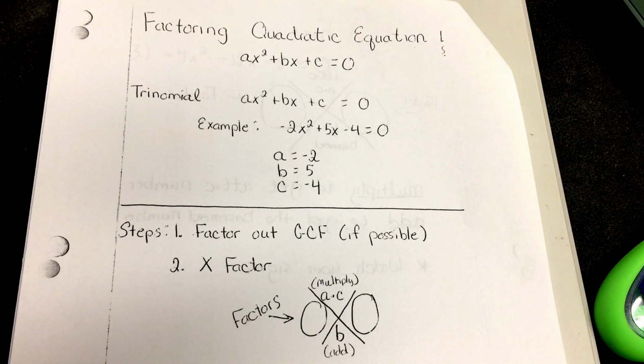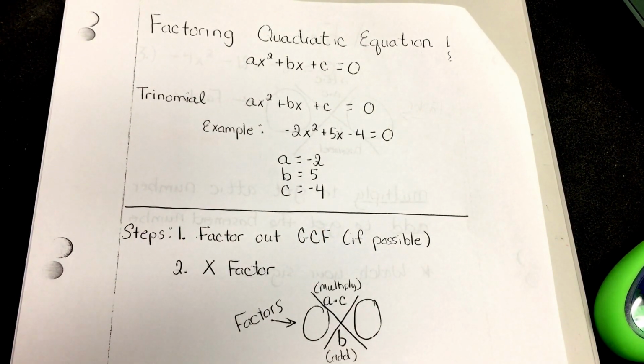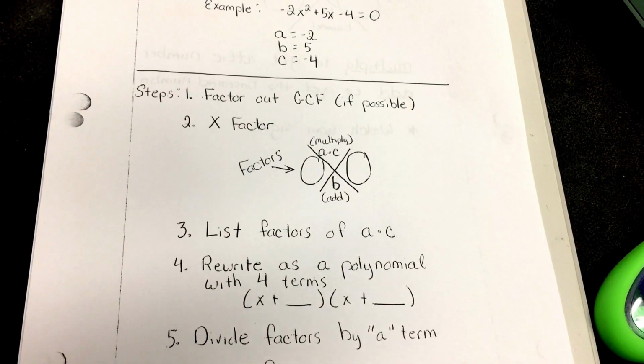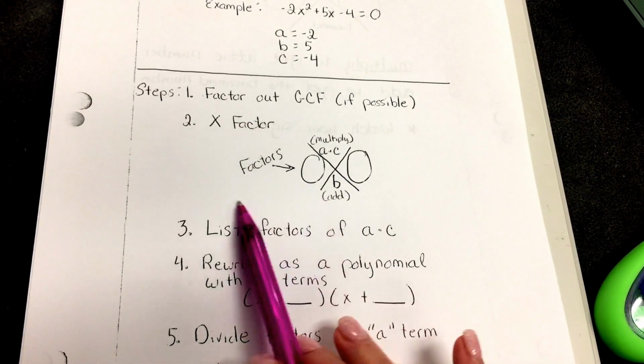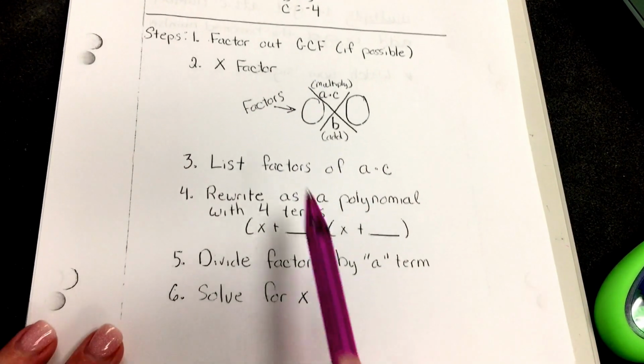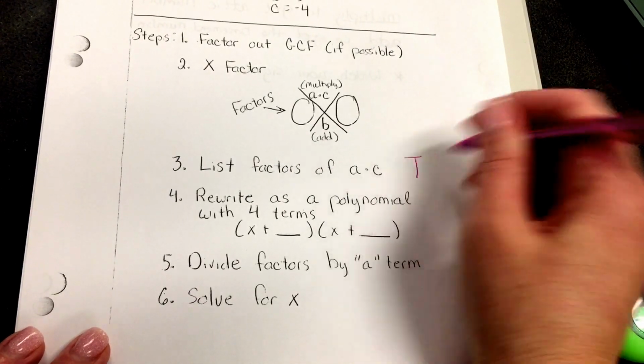So last night we worked on factoring quadratics where the a equaled 1 every single time. Now today we're going to work on when a does not equal 1, that it equals another number. Okay? In that sense, we're going to have to follow the same steps where you're going to factor out the GCF as possible. We're going to use the X factor. We're going to list the factors of A and C with a T-chart, okay?